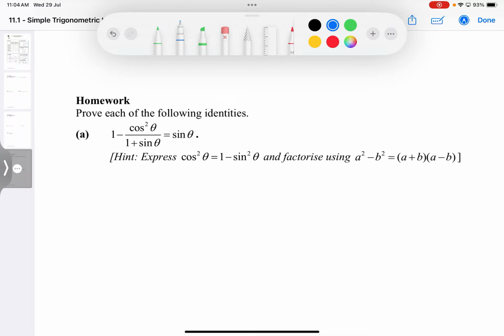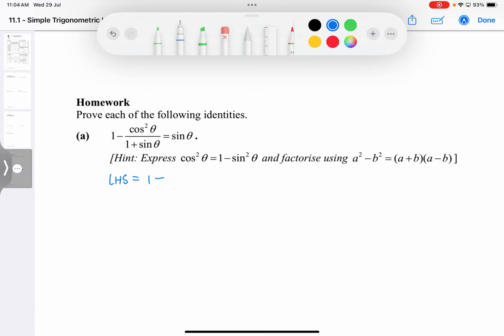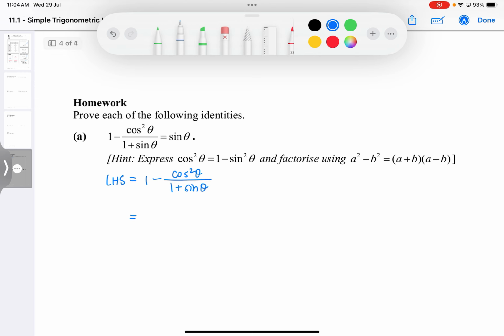Okay, so we always choose the more complicated side to start. In this case, the left hand side is more complicated. Start with the left hand side. Look at the right hand side: there's only one sine, right? That means I have two terms and I want to combine them to become one term. So the next step is to make them the same denominator. Logical? Combine to one fraction.